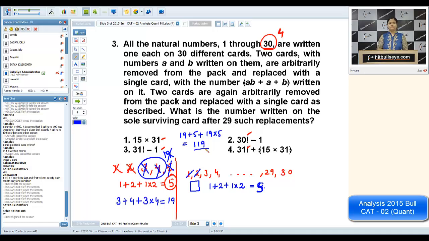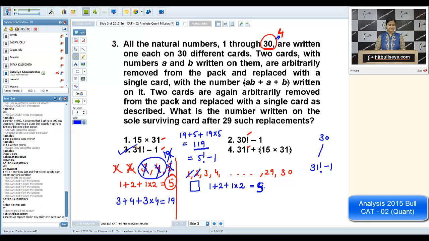Now I'll try to relate all the options. Now what is 119? Can you say this is 5 factorial minus 1? So of course, if you are taking 4 cards, you are getting the last result to be 5 factorial minus 1. Now time to generalization. If I'm taking 30 cards, of course it will be 31 factorial minus 1 at the last. And this is the answer in this case.